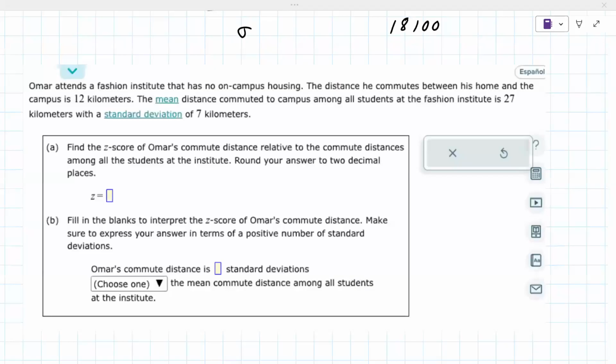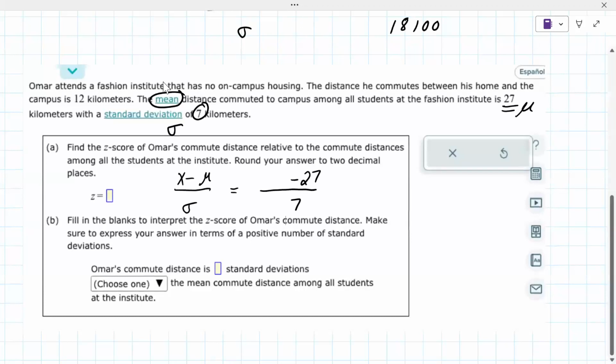So again, the formula for z is x minus mu over sigma. So when you go back and look at the words, you're looking for the mean. It says the mean distance commuted to campus among all students is 27. That's mu. Standard deviation sigma, that's 7. So we got a couple of the values there.